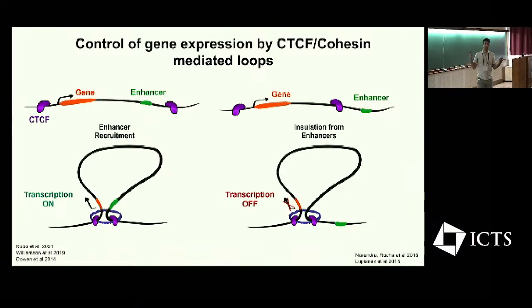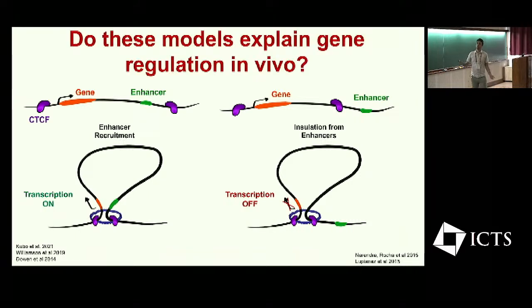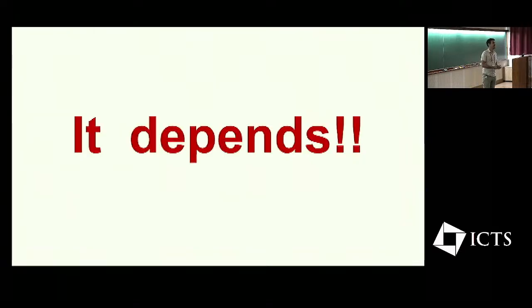Of course, a question that many people have asked is whether these models explain gene regulation in vivo. There's evidence for it occurring through these two models in vivo. Sometimes yes, sometimes no. So the answer, I think, from the work of many labs, including our own, and probably an answer that is given for almost every mechanism that regulates gene expression, is a resounding "it depends." And it depends on many things. It depends on genomic context. It depends on cellular context.